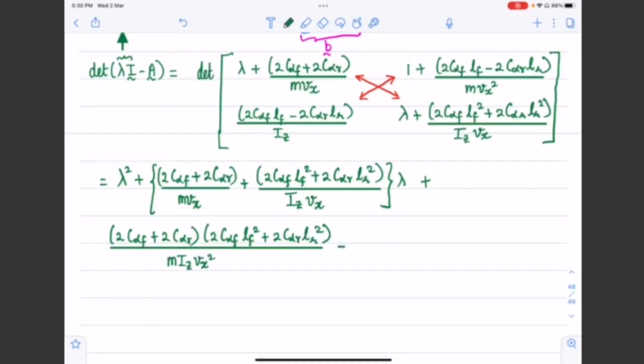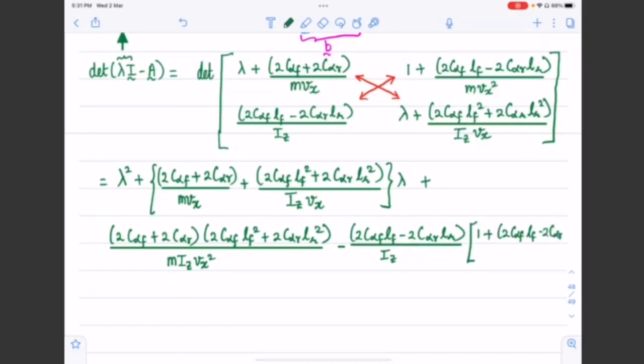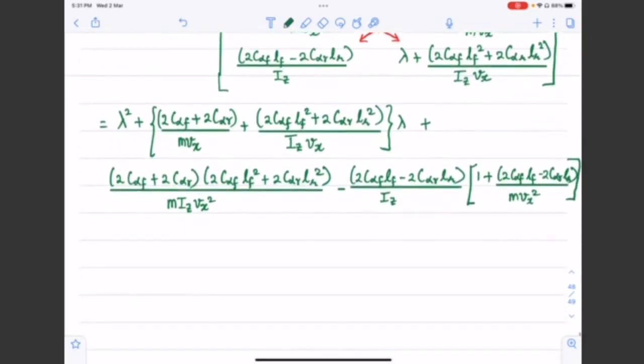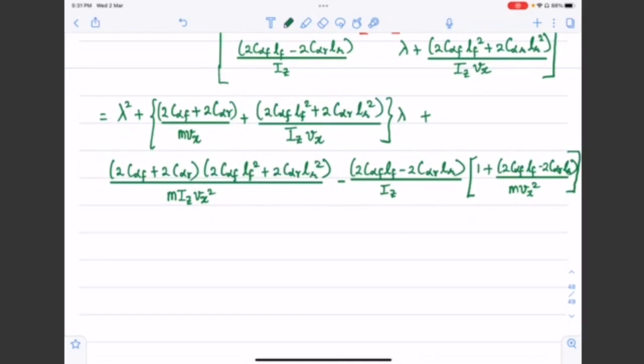Then we have minus 2 C alpha f lf minus 2 C alpha r lr, divided by Iz, multiplying 1 plus (2 C alpha f lf minus 2 C alpha r lr) divided by m vx squared. Okay, so a rather long expression, right? So please bear with me. We will be done in maybe another 5 minutes with this analysis.